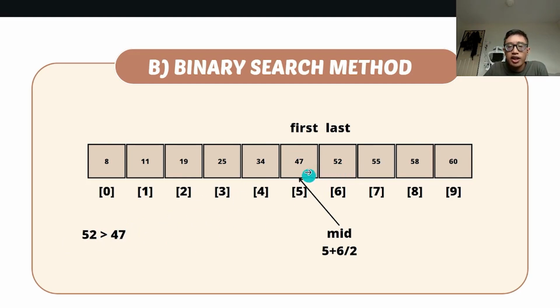So beside index 5, index 6 contains 52, which is the answer for this question.